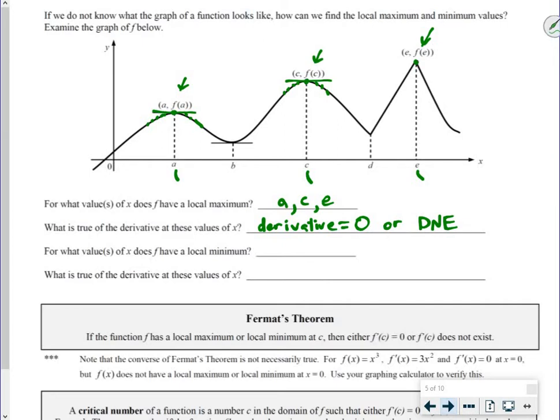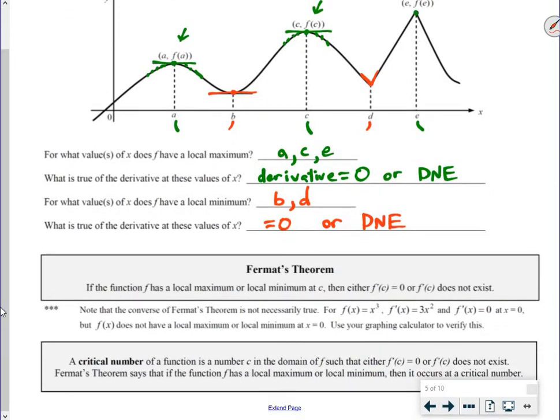Okay, next, what values of x do we have a local minimum? We got one there, and we got one there. So at x is equal to b and x is equal to d. Okay, and what's true of the derivative at those spots? So in this situation, derivative is 0, or again, because we have a kink here, derivative wouldn't exist.